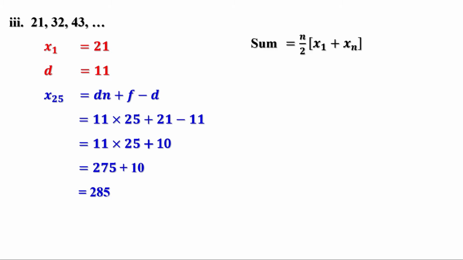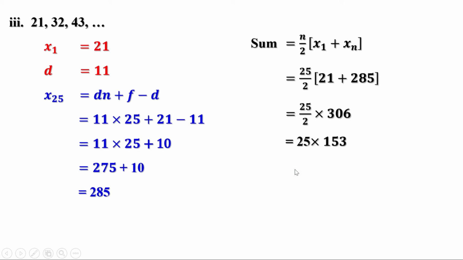Now the sum is n by 2 into first term plus last term, or 25 by 2 into 21 plus 285, that is 25 by 2 into 306. 2 and 306 can be simplified and we can write it as 25 into 153. Multiplying, we will get 3825.